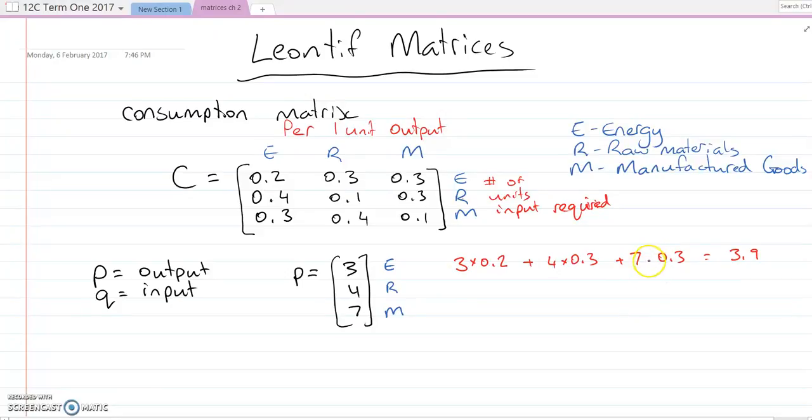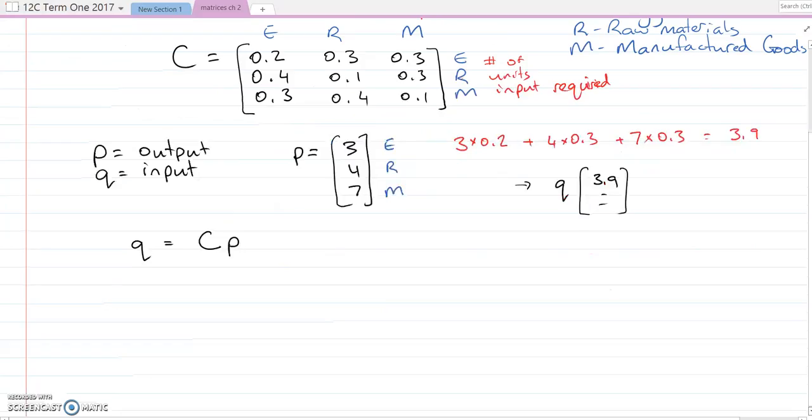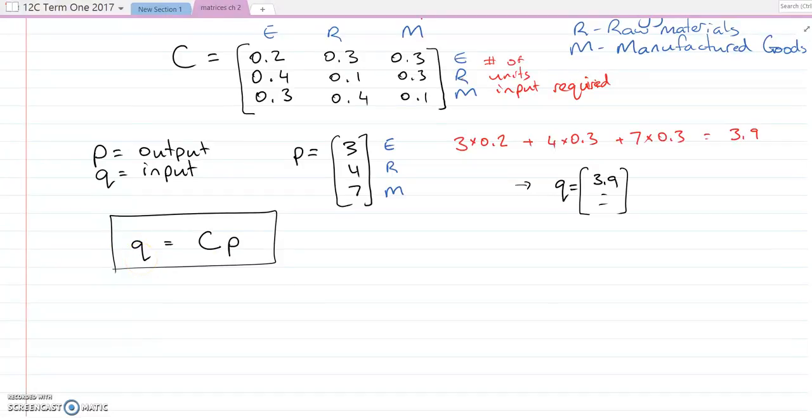Why can't I change this to a times? There we go. That should be a times. Anyway, it's a matrix multiplication, and the formula is we're multiplying the C times the P. So Q is going to be C times P. In this example, our Q is going to be 3.9 and whatever these are. Okay, I think we're finished with this example.